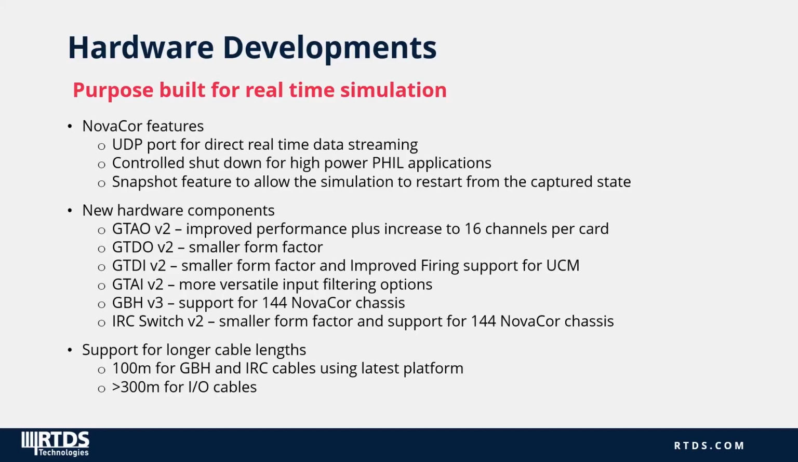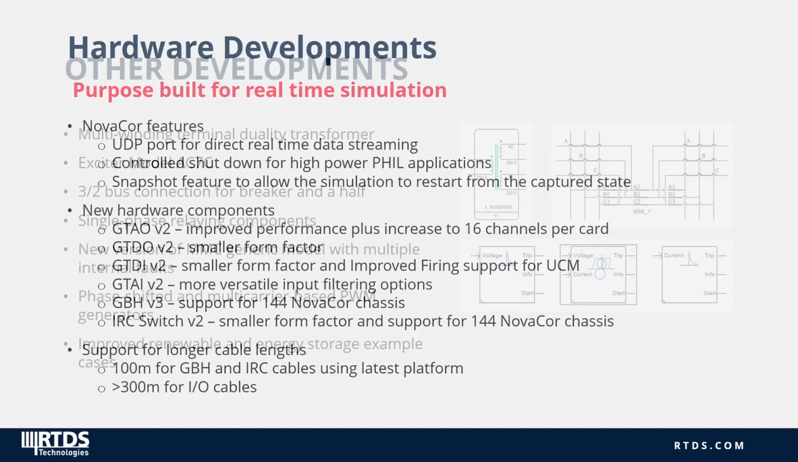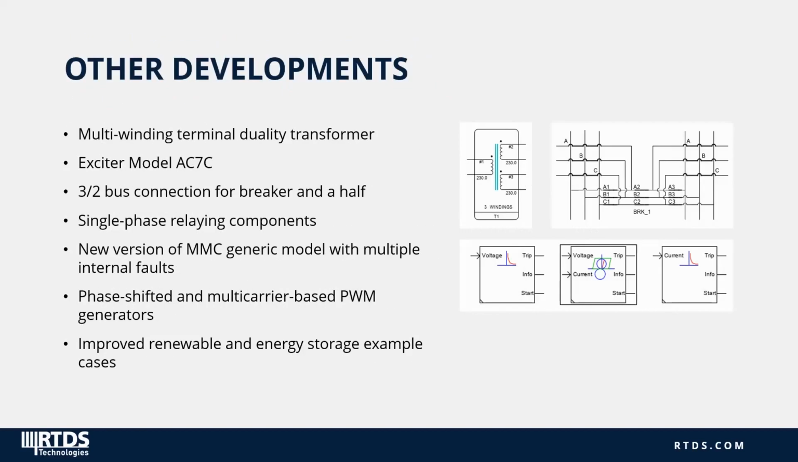Pretty much all of our peripherals have been updated with new features, including updates to the GBH and IRC switch to support interconnection of up to 144 NovaCore chassis. We have even added support for longer cables. GBH and IRC cables can be up to 100 meters when using the latest platform, and I/O cables can now be more than 300 meters. I've only highlighted a few of our recent developments, but the list actually goes on and on.